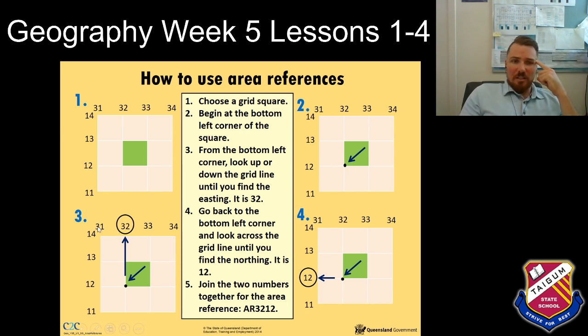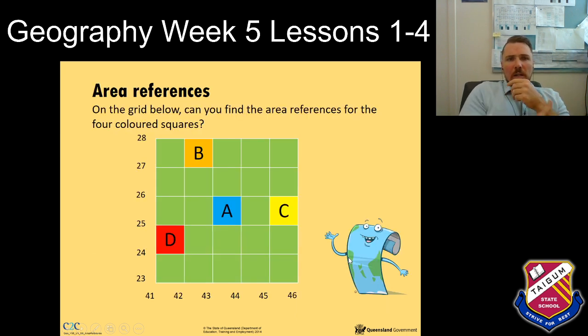We read the eastings first, which is the ones going across. So that would be 32 east and 12 north. So the area reference would be AR 3212, which would represent everything in that box. On the grid below, can you find the area reference for the 4 coloured squares? So I'll do A for you, and I want you to write down for me, please, B, C, and D.